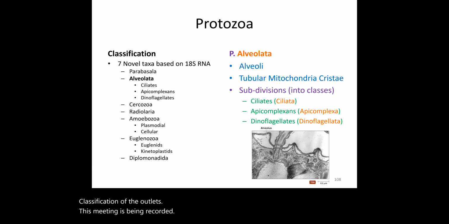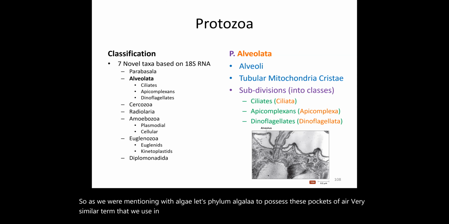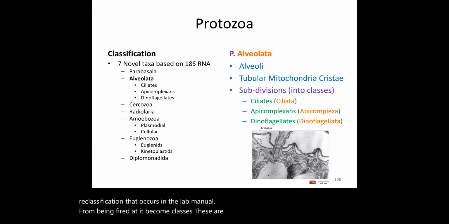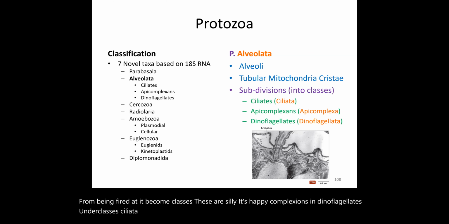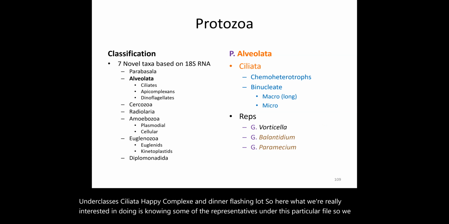Okay, so as we were mentioning with the alveolates, phylum Alveolata, they possess these pockets of air, a very similar term to what we use in the lungs. They have these modified mitochondria, and the current reclassification that occurs in the lab manual is from being phyla to becoming classes. These are ciliates, apicomplexans, and dinoflagellates, under classes Ciliata, Apicomplexa, and Dinoflagellata. So here, what we're really interested in doing is knowing some of the representatives under this particular phylum. So we go class by class.